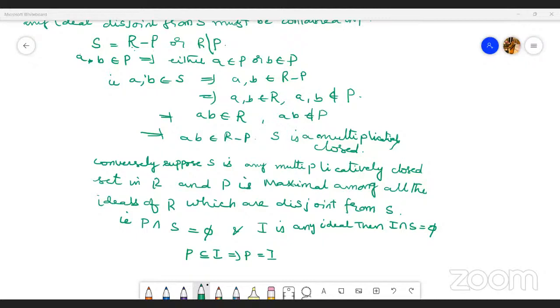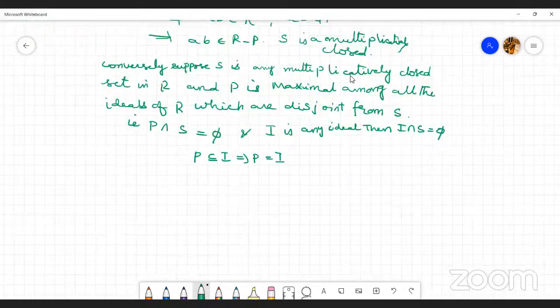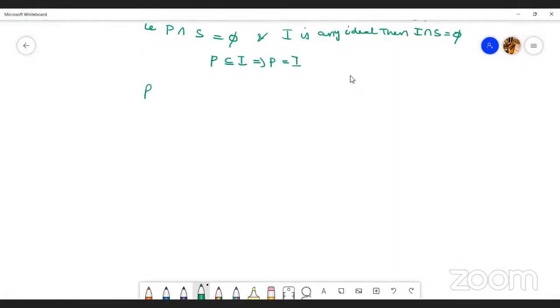Yesterday I gave one example. RA is an ideal. Capital RA is an ideal. RB is also an ideal. Do you remember, students? What is RA? RA is the set of all ra such that r belongs to R. Whenever R is a commutative ring, it is an ideal of R.